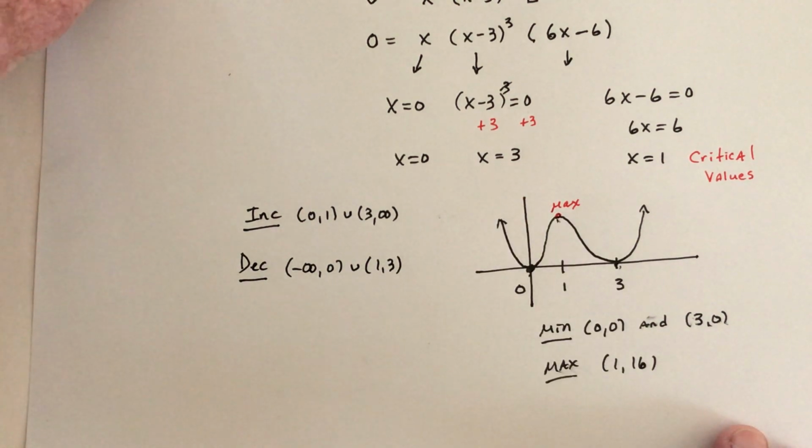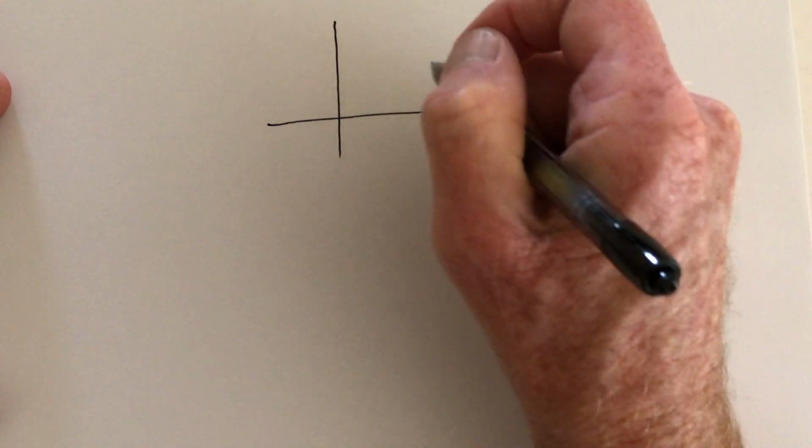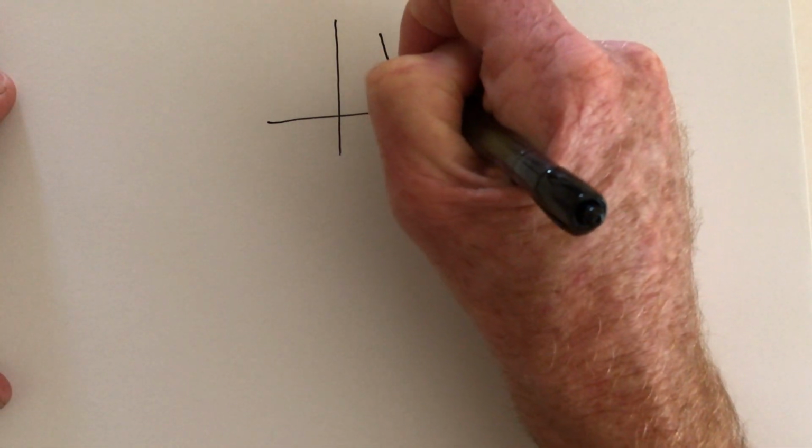All right, we're done with that one. Now on to the second derivative and the graphs. So if you go back to that example that I had from the very beginning, it looked basically like this.